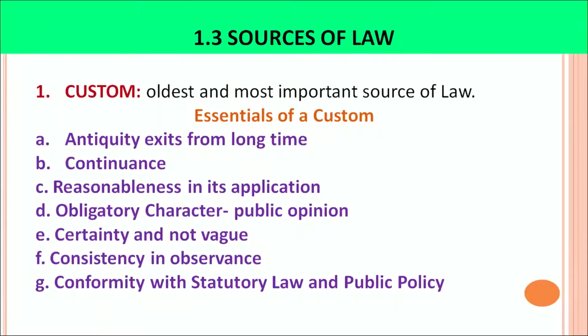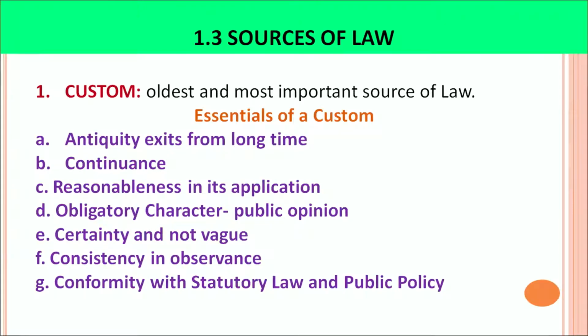So let us now proceed to the sources. As I told you, there are three major sources of law. First, we have customs. Second, we have judicial precedents, and the third source of law, which is very important, is legislation. The first source of law is custom, which is the most important and the oldest source of law. Through continuous observance of a particular rule and regulation, they get crystallized.